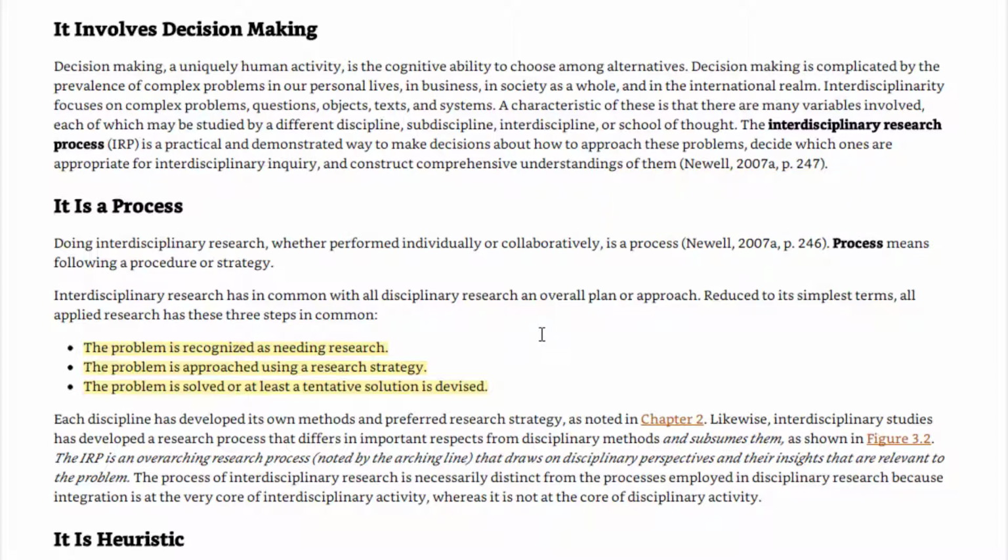And I did want to point those out because they're good. Number 1 is that you're looking at a problem that is recognized as needing research. Yep. We're not going to pick any problems that are generic or have to do with you building a study in your uncle's backyard. That is not a problem that is recognized as needing research, so it won't make the cut. The second bullet is that this is a problem that is approached using a research strategy. Yes, we have a strategy, and yes, we're going to use it. And number 3, the problem is solved, or at least a tentative solution is devised.